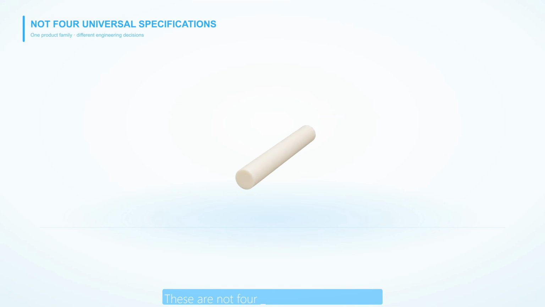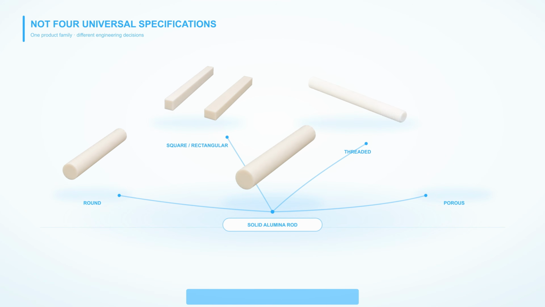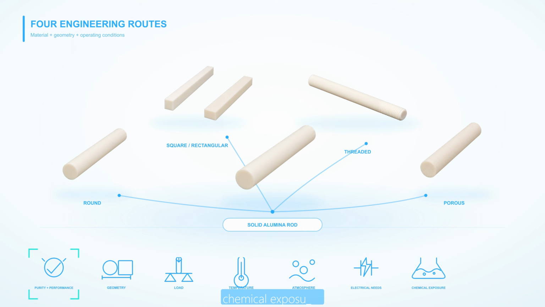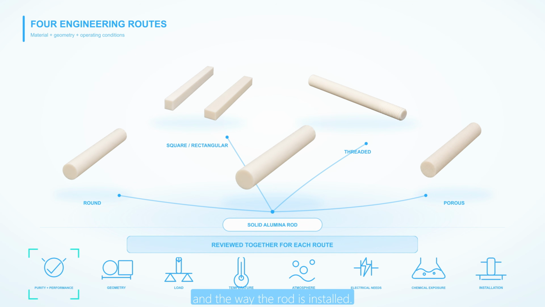These are not universal specifications. They are engineering routes. For every route, purity and performance must be reviewed together with geometry, load, temperature, atmosphere, electrical needs, chemical exposure, and the way the rod is installed.